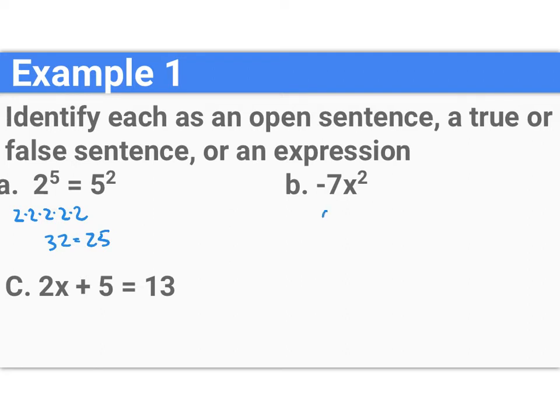Negative 7x squared is an expression. There's no equal sign. In order to have an equation, you need to have an equal sign. So here, this is an open sentence. Why is it open? Because there is a variable in it. So we would have to solve for the variable to make this open sentence a closed sentence.